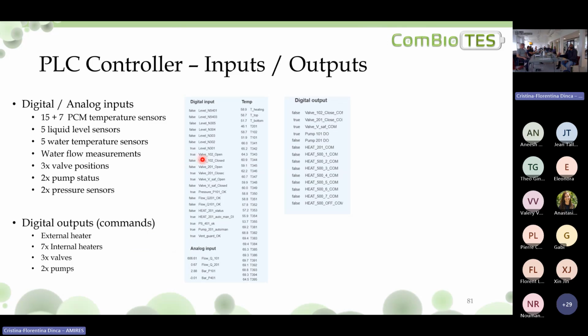So there are a lot of inputs around 22 temperature sensors, 5 liquid sensors, water sensors, flow measurements. All these digital inputs are processed by the PLC controller, and then we have the possibility to execute commands to the different components, switching on the external heaters, the internal heaters, opening, closing valves, and switching on and off the pumps. So this is all handled by the low-level PLC controller.